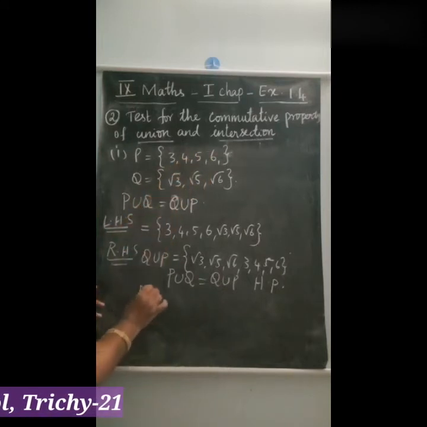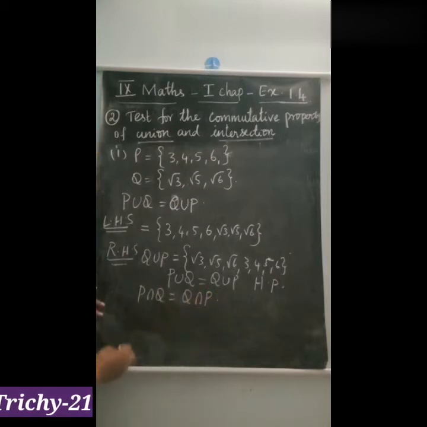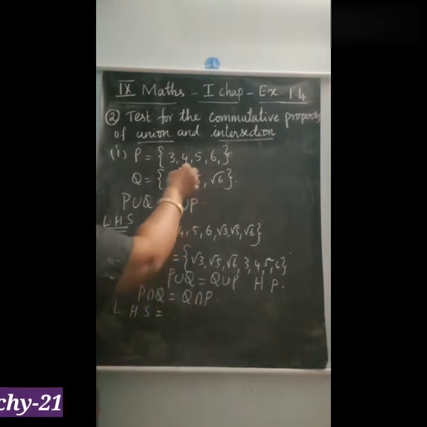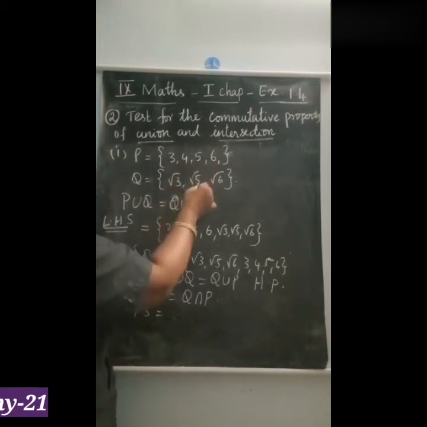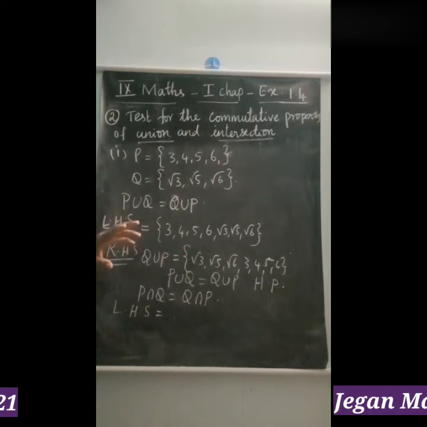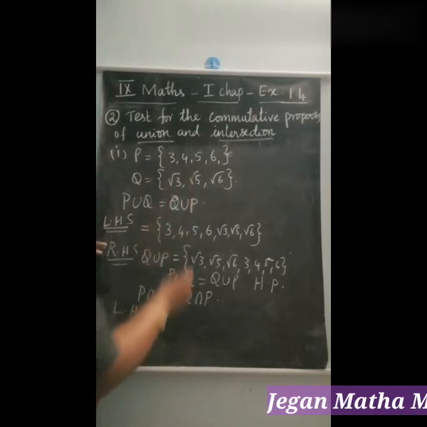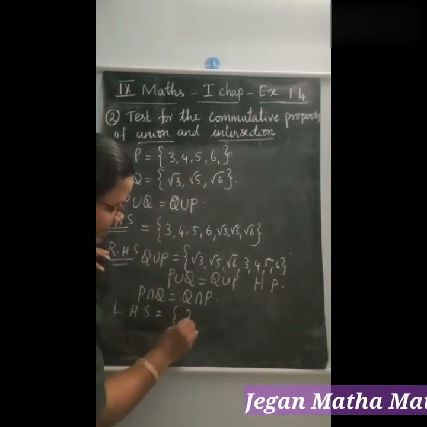And then the second one, intersection. Intersection means P intersection Q is equal to Q intersection P. First you have to write LHS. LHS is equal to P intersection Q. What is the common element for these two? No element. So that is the null set. P intersection Q is equal to null set. There is no common element for these two, so that is called null set.